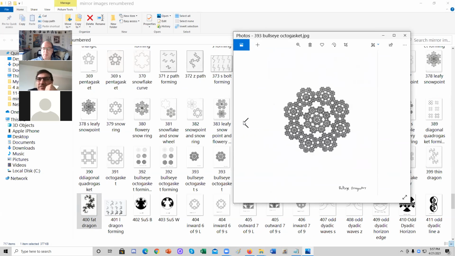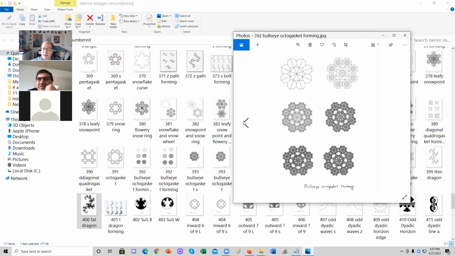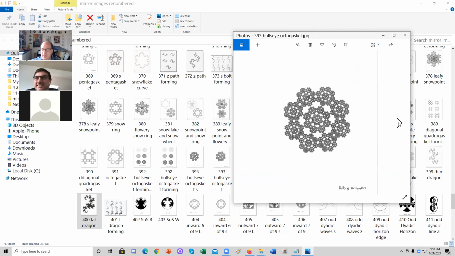There we go. Bullseye octagasket. Here's how it's made from an octahedron around an octahedron, and each one you replace and replace and replace. And I forget exactly what the ratios are that makes this work, but there they are. And I gave this once to a Buddhist monk in one of my classes. I figured it would be an adequate symbol of meditation. And yeah, you can get lost in there. That's exactly it.